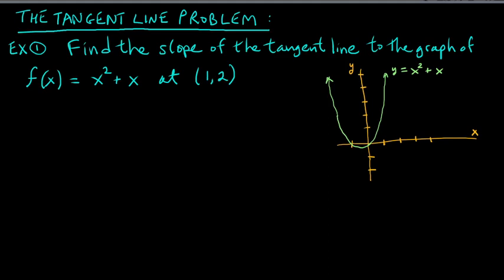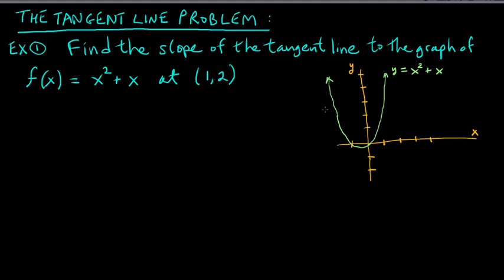And we're going to talk about the tangent line problem. In the first example, we have a function, f of x equals x squared plus x, and we want to find the slope of the tangent line to the graph of the function at the point 1, 2. So where x is 1 and y is 2.